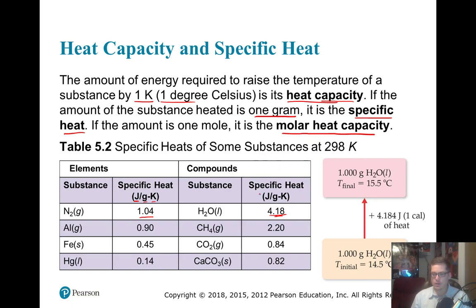All right, and you can see both things tabulated. So this is essentially what this is meaning here: if we had 1 gram of liquid water and we wanted to raise it 1 degree, going from 14.5 to 15.5 degrees, we would have to add exactly 4.184 joules to raise that 1 gram 1 degree. Pretty simple.